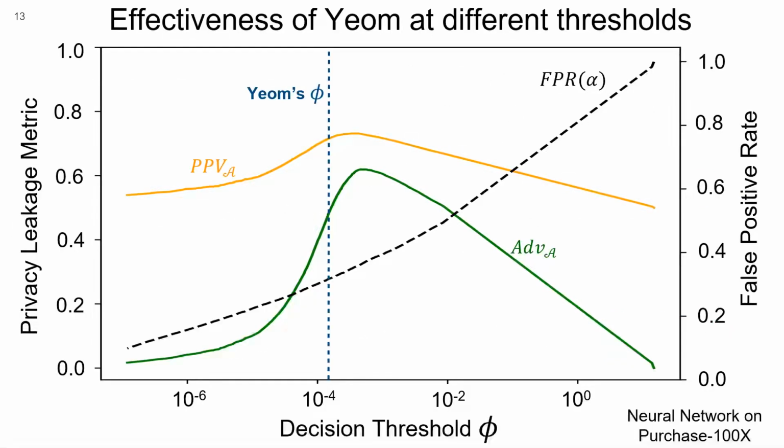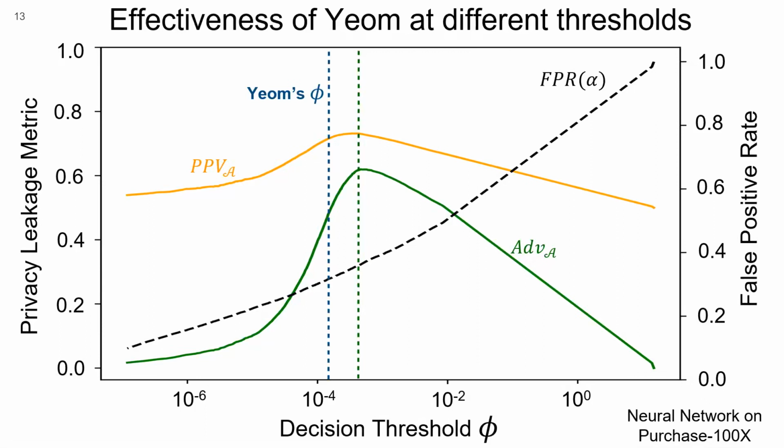This figure shows the effectiveness of the Yeom attack with varying thresholds on per instance loss against a non-private model in the balanced prior setting. The x-axis denotes the per instance loss and the y-axis denotes both false positive rate and privacy leakage metric values. The blue dashed line shows the fixed threshold of expected training loss selected by the original attack of Yeom et al. As indicated, this threshold doesn't maximize either of the privacy metrics.